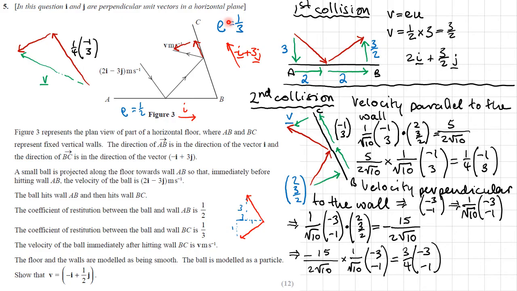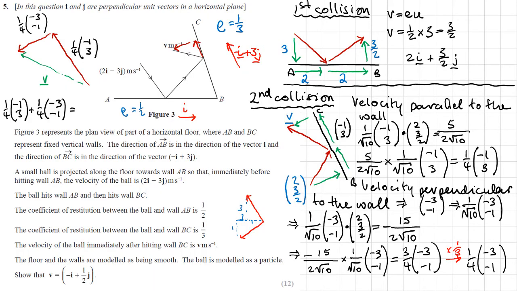We need to times that by e, 1/3, to get the outgoing velocity. Now remember, e doesn't care about direction, so we need to take the positive of that velocity and times it by 1/3. However, we'll lose the fact that it changes direction, so we'll just times it by 1/3 and that will give us 1/4, -3, -1. So that now gives us this vector here, which is going to be 1/4, -3, -1.